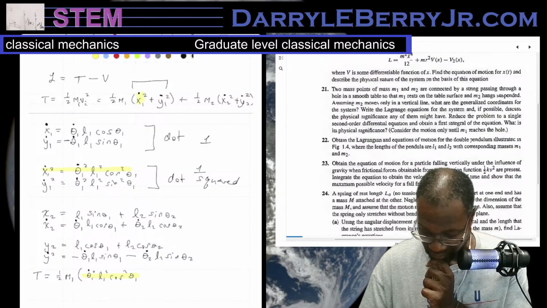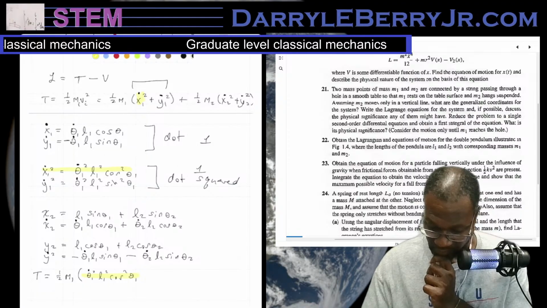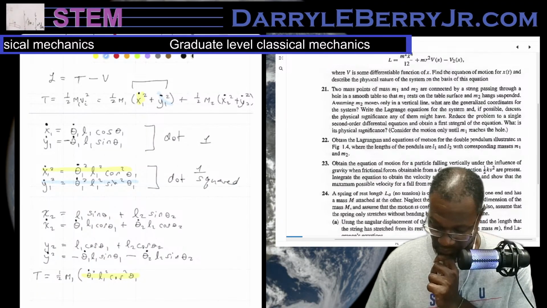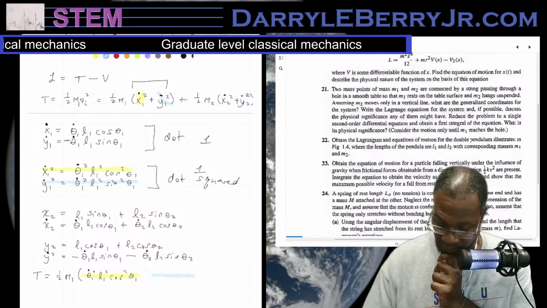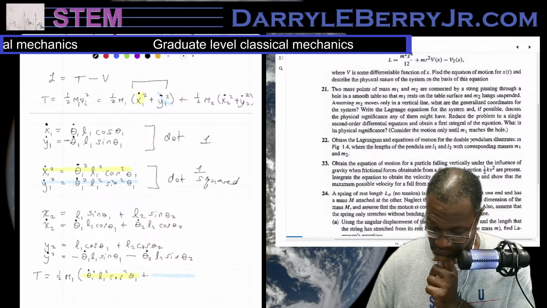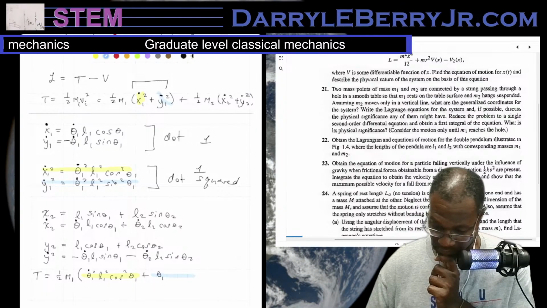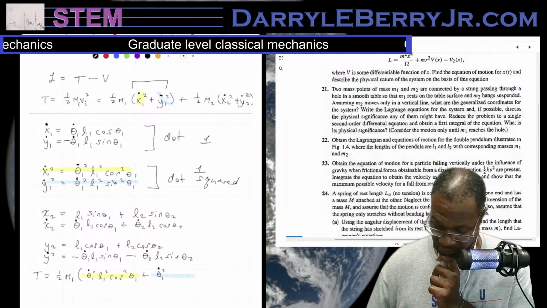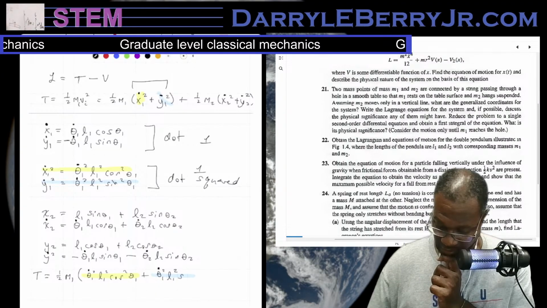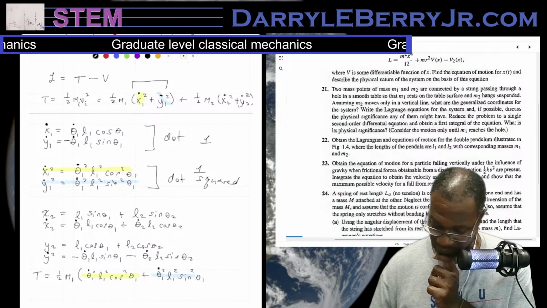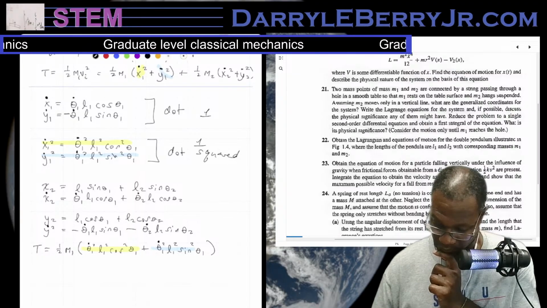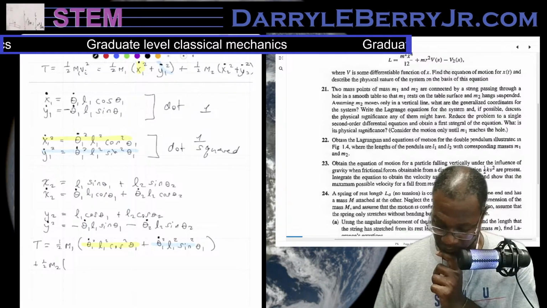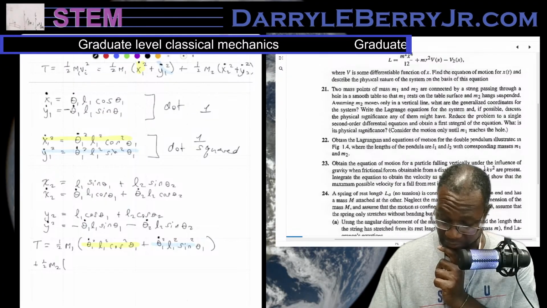Theta dot 1 squared L1 squared cosine squared theta 1. Y1 dot squared is this. So I write that here, plus theta 1 dot squared L1 squared sine squared theta 1, plus 1/2 m2. Now I have to square these.